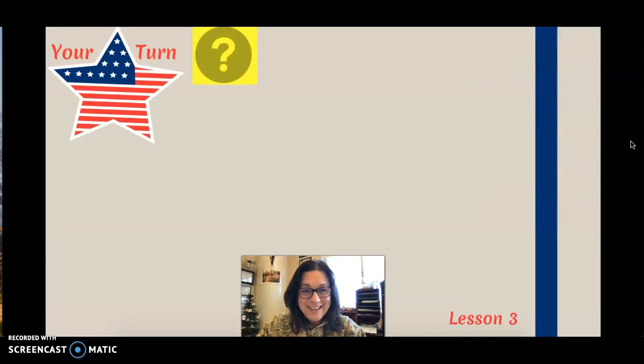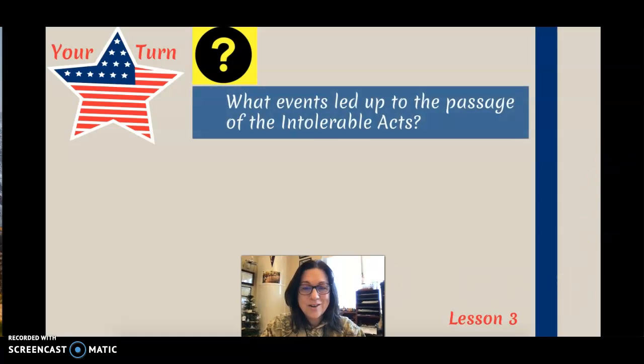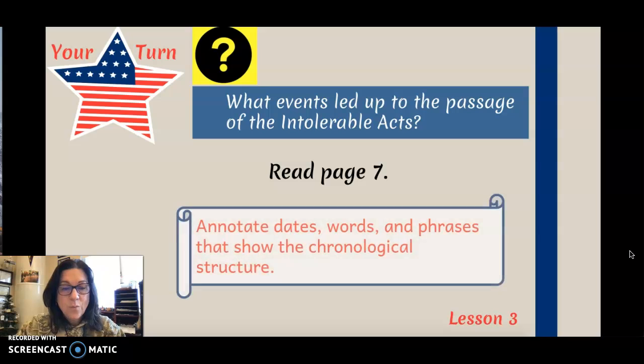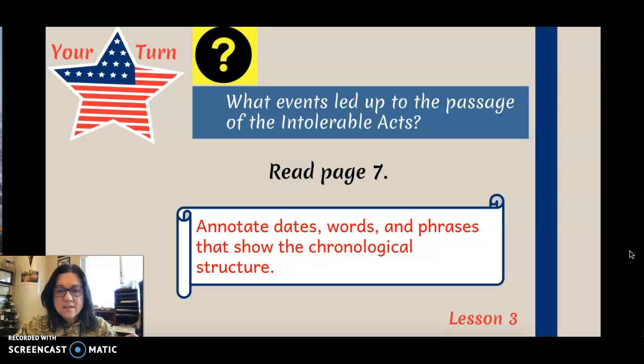All right, it's your turn. Here's our question. What events led up to the passage of the Intolerable Acts? We're looking for what events led up to the passage of the Intolerable Acts. So read page 7. I want you to highlight dates, words, and phrases that show the chronological structure. Take a few minutes to do that, and then come on back and we'll discuss.